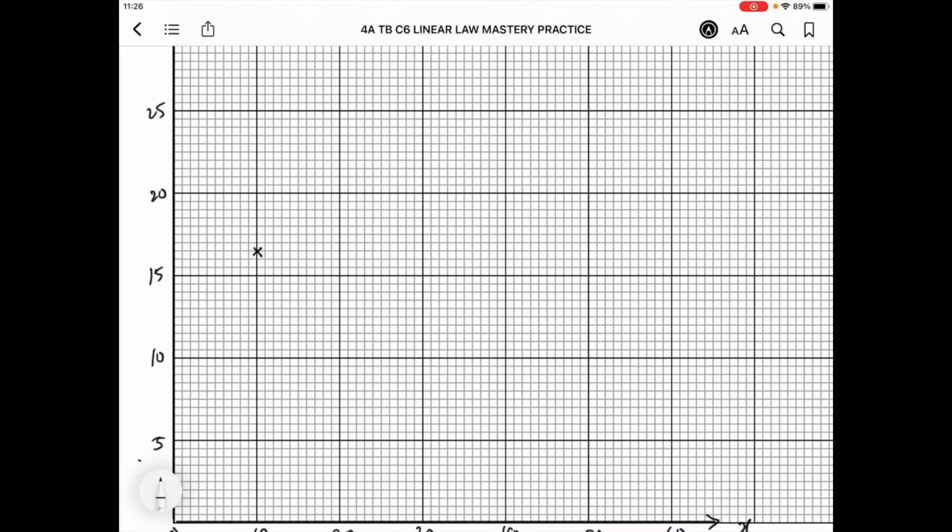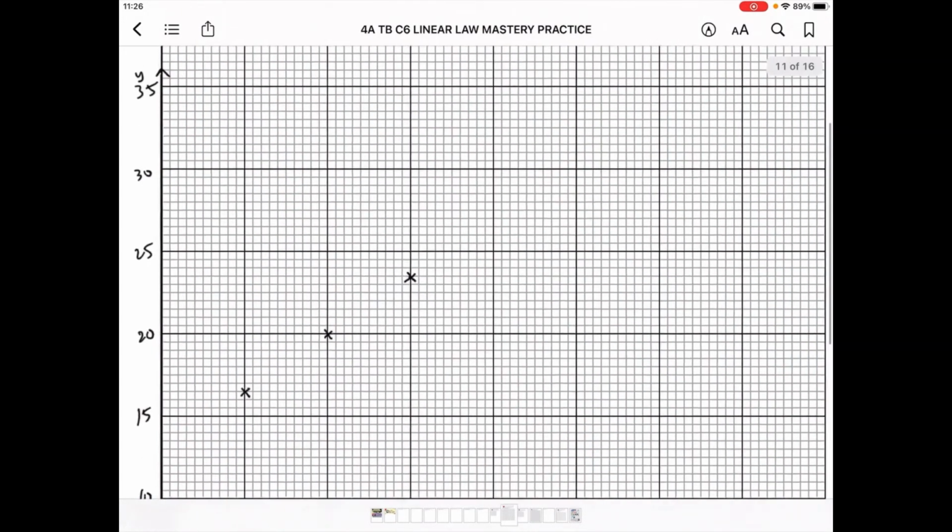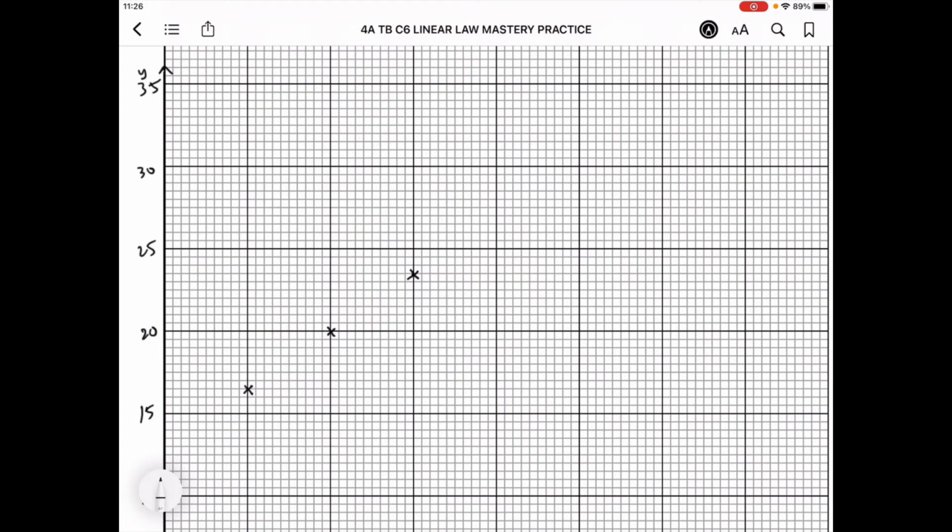Next one is 30 and 23.5. I will count 1.5 below 25, which is here. Next one will be 40 and 27.5. Okay, 27.5 is just in between 25 and 30. So it will be right here. Next one, 50 and 31.5, 3 small boxes, 60 and 35 will be right here. Okay, so there you go.